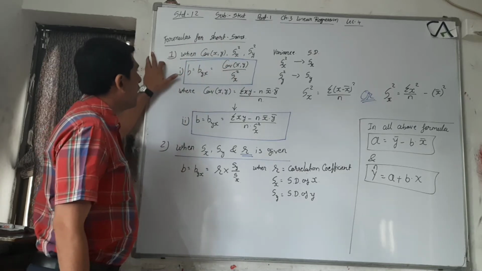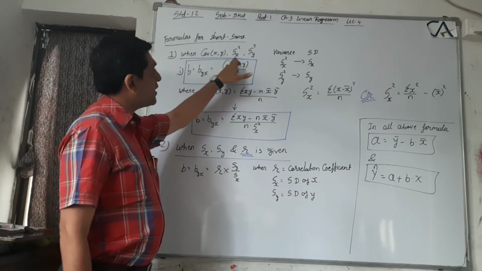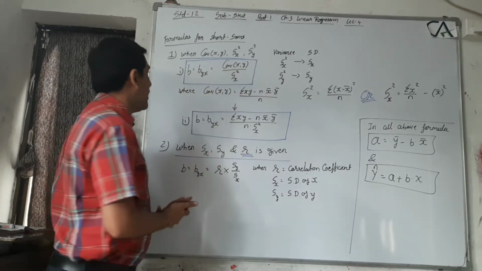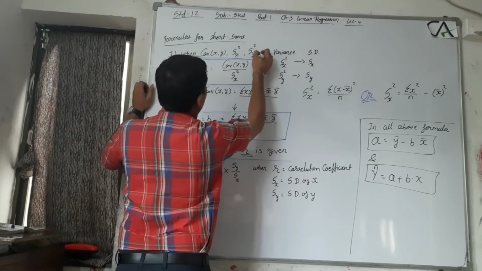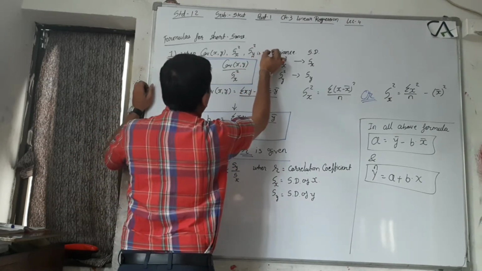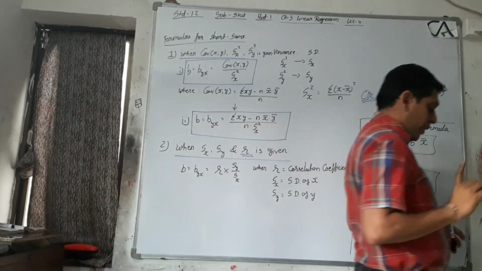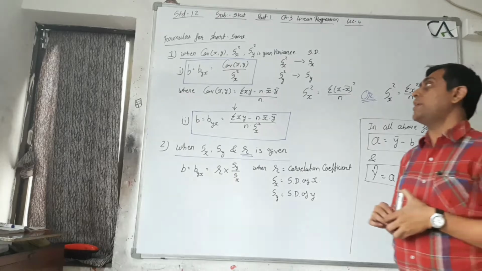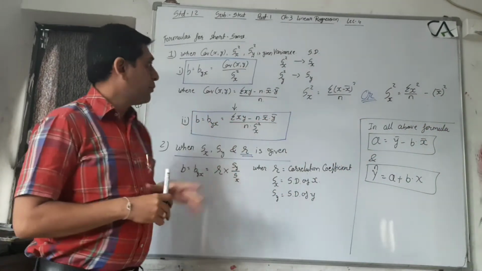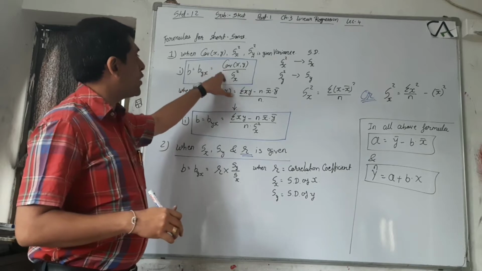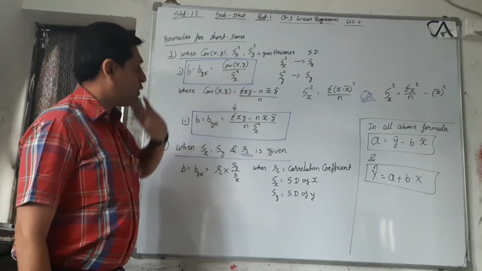Formula number 1, when covariance of xy, sx square and sy square is given. See, when covariance of xy, sx square and sy square is given, your formula for b y on x, byx, is equal to covariance of xy upon sx square. This is the simple formula.